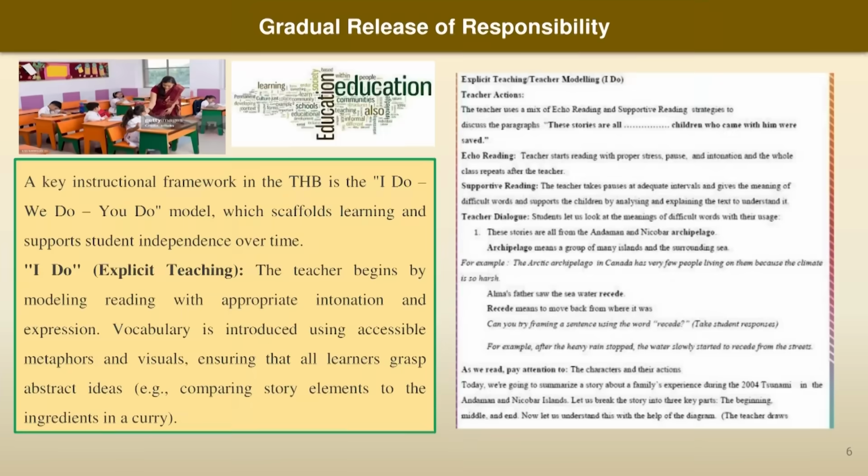Next, gradual release of responsibility. A key instructional framework in the Teacher's Handbook is the I do, we do, you do model, which scaffolds learning and supports student independence over time. I do, that is also called explicit teaching. The teacher begins by modeling reading with appropriate intonation and expression. Vocabulary is introduced using accessible metaphors and visuals, ensuring that all learners grasp abstract ideas, for example, comparing story elements to the ingredients in a curry.